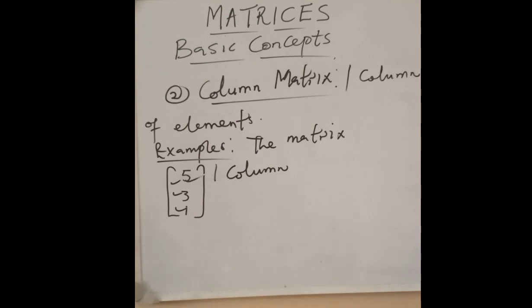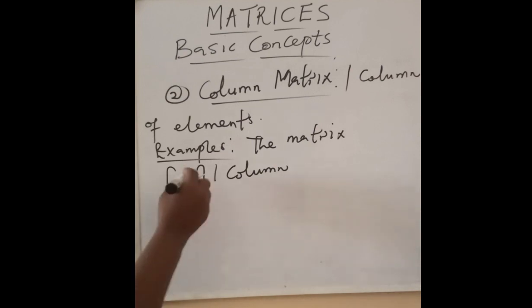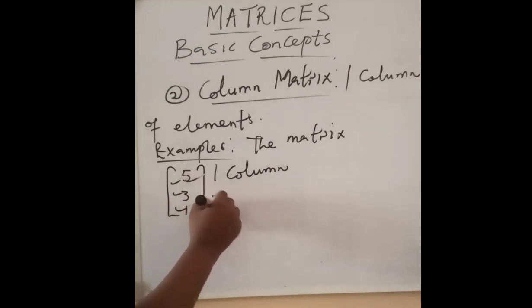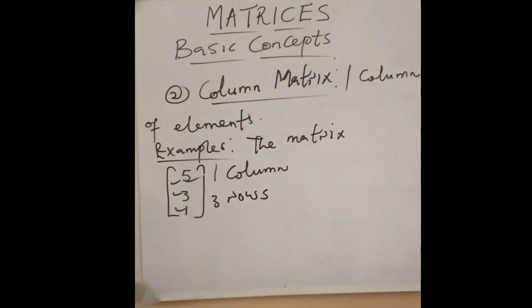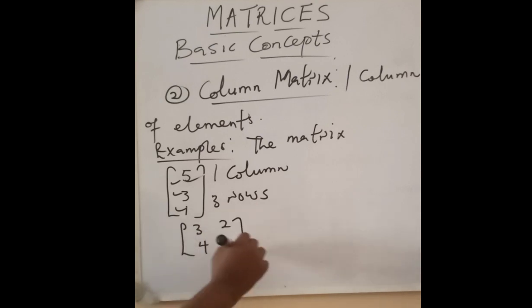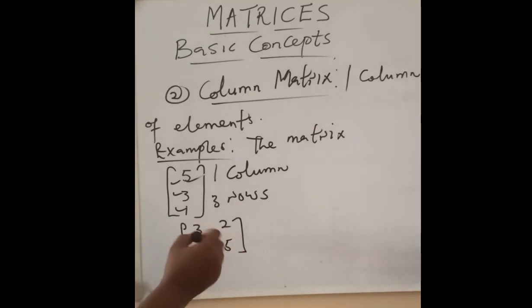And how many rows does it have? Straight down we have 5, 3, 1. It has 3 rows. So it has one column, and we can also see the number of rows that it has. Do we get that? That is a very good example of a column matrix.